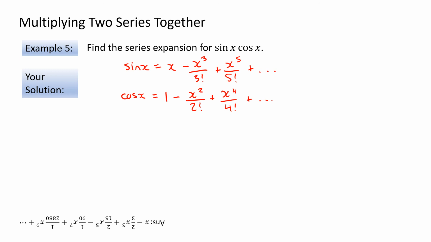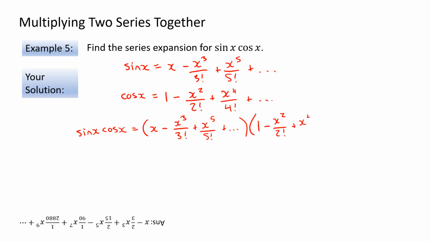So if we're multiplying sine x by cosine of x, that's the same as taking these expansions: x minus x cubed over 3 factorial plus x to the 5 over 5 factorial. That's the sine x expansion, multiplied by the cosine expansion: 1 minus x squared over 2 factorial plus x to the exponent 4 over 4 factorial. And those keep going. But you can see in the previous example, one of these had 3 terms and one had 2. So we ended up with 6 terms that we had to simplify.